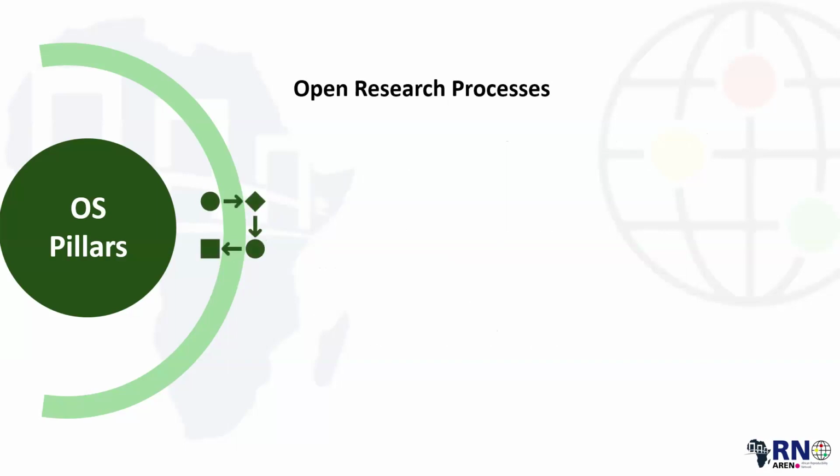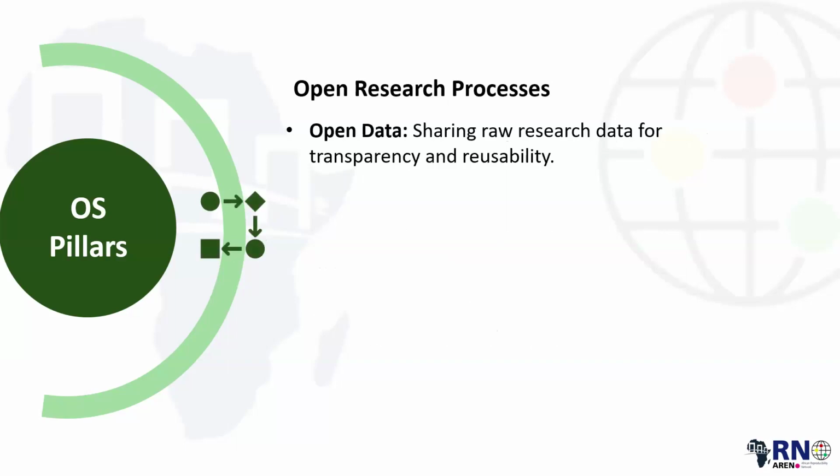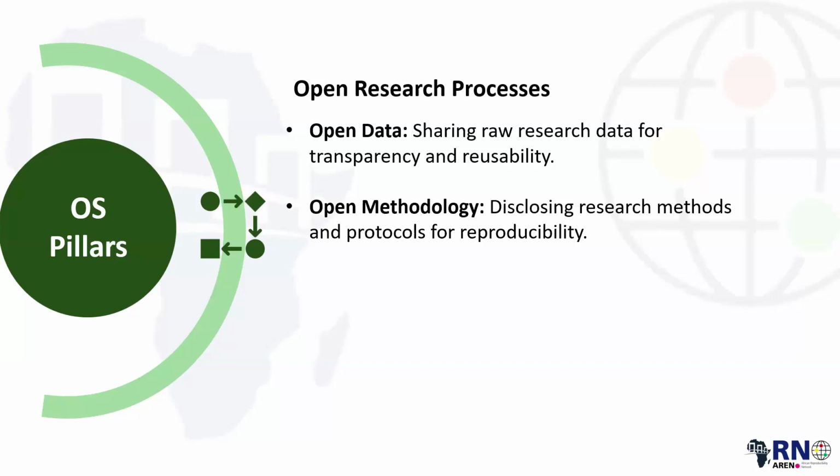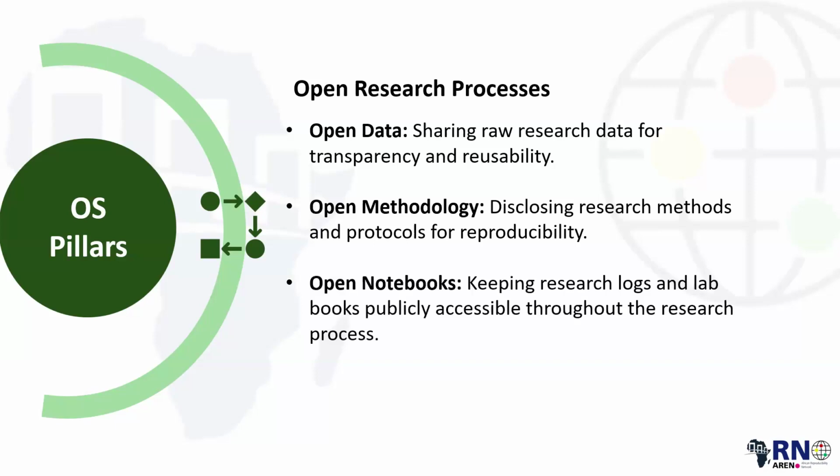Then we have the open research processes, and these involve open data, which is sharing raw data for transparency and reusability. We have open methodologies, in which the protocols used in the study are openly available for everyone to use and revise. Then we have open notebooks, because during research, we all have logbooks. Usually these logbooks have so many important details that are not mentioned in the methodology. So open science is also moving towards making these notebooks available to the public.